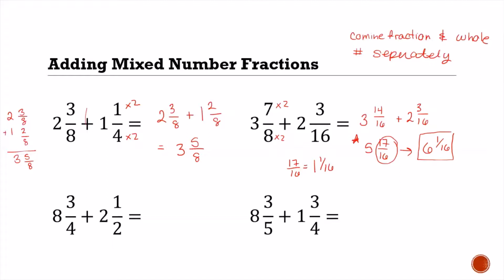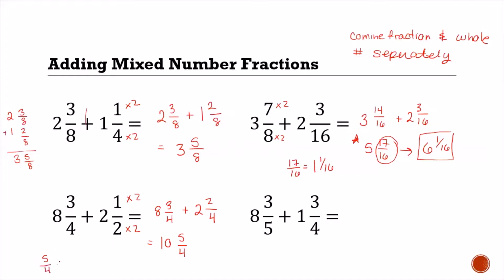8 3/4 plus 2 1/2. So let's take our half, multiply it by 2. Again, we always just multiply the fraction piece. So 8 3/4 plus 2 2/4 is equal to 8 plus 2 is 10 and 5/4.